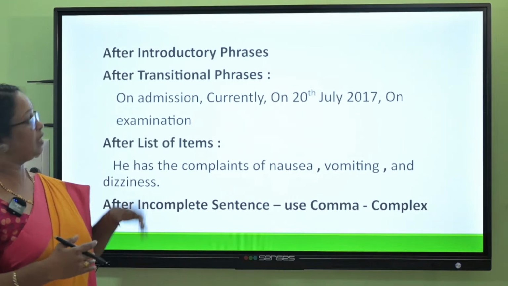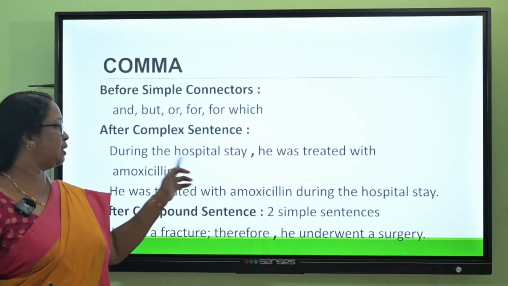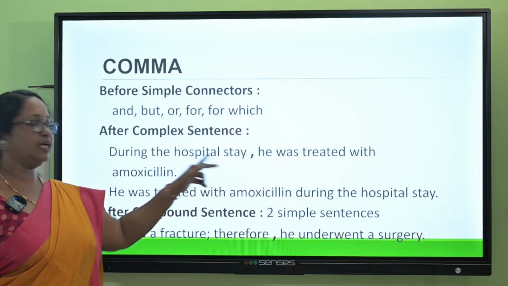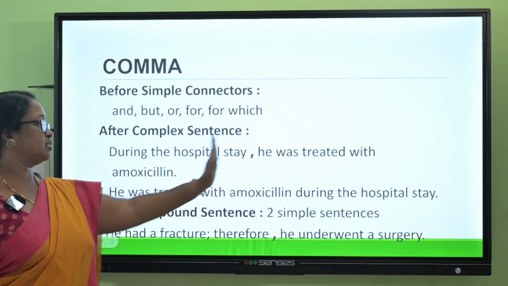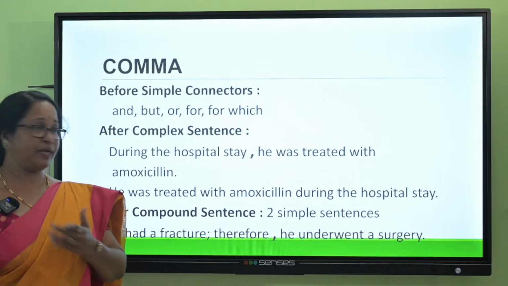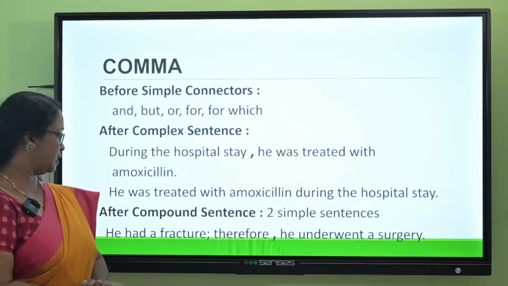So that only we have told before that one, I think. I think once again I will clarify, this is a dependent clause. That means during the hospital stay. It's a dependent clause because it can't stand by itself. If it wants to make its sense complete, it has to depend upon the second sentence to make its sense complete.